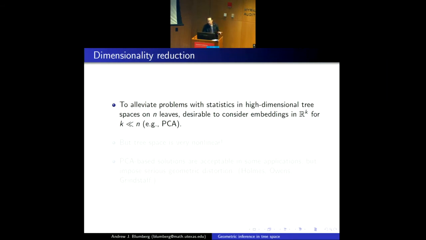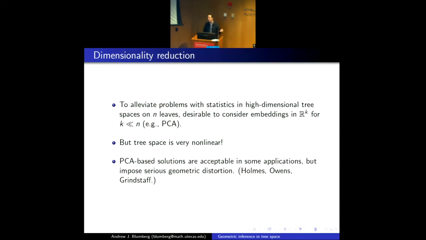All of these perform fairly poorly because of the nonlinearity of tree space. It's very nonlinear, and it has corners. If you think about the gluing of these cubes, if you glue two pieces of paper together in a folded way, it's not a smooth attachment. It's a sharp corner, and these impose serious problems for these things. And there's been some work on this by Holmes, Owen, and my student Jill Grindstaff. And the conclusion is that PCA-based solutions or spectral methods and manifold learning techniques work okay in some applications if you're very far from the origin, basically. So if you're in a region that looks kind of like Euclidean space, then these things sort of work okay.